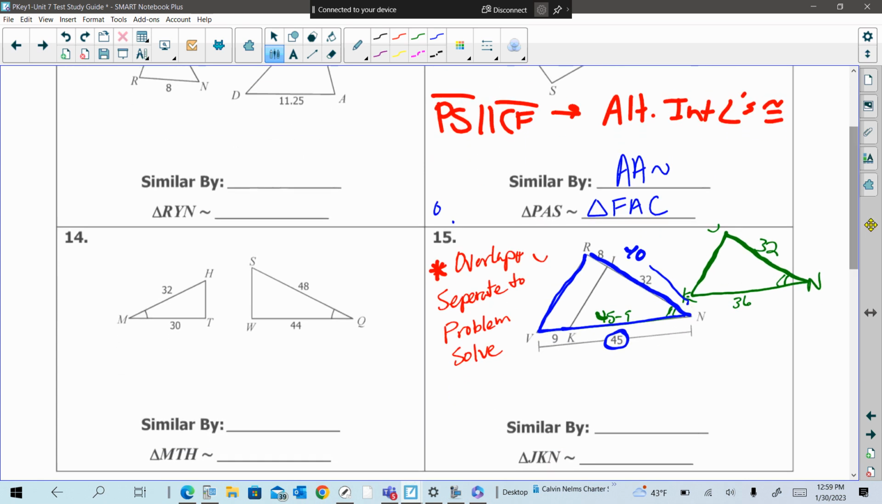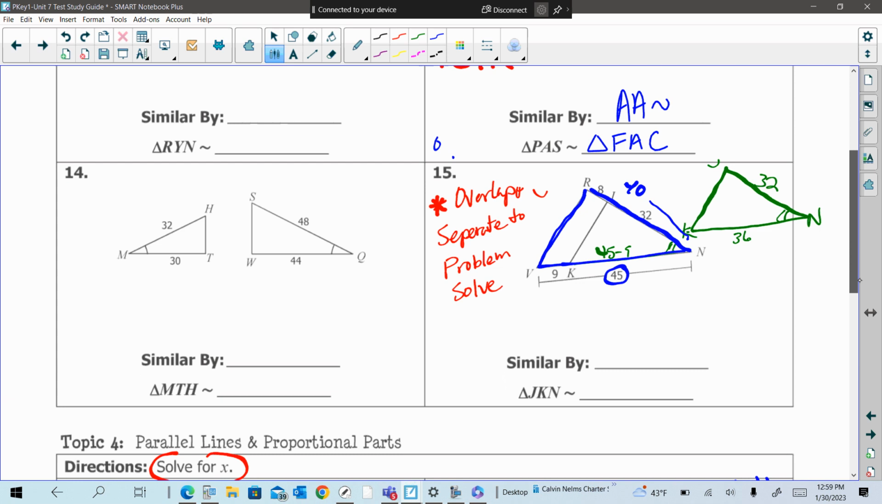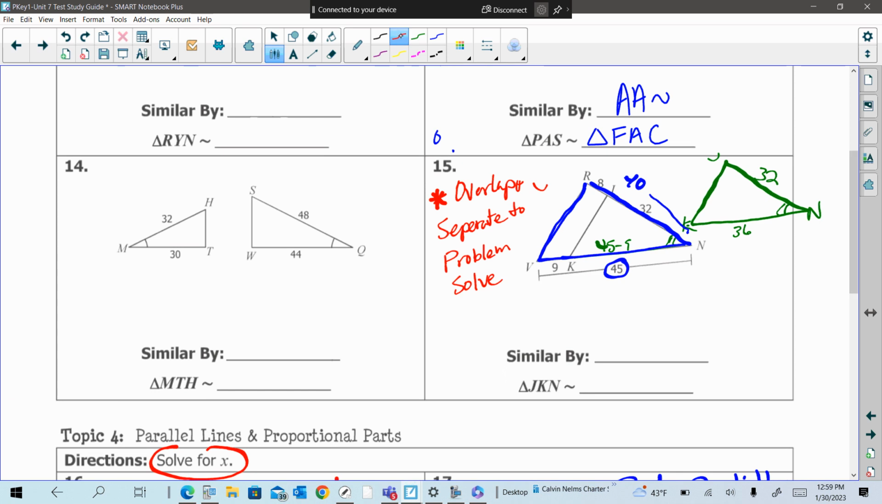On 15, they want you to recognize you have overlapping triangles. You can separate them to help you problem solve. So I did the small triangle NJK compared to the large triangle NRV.